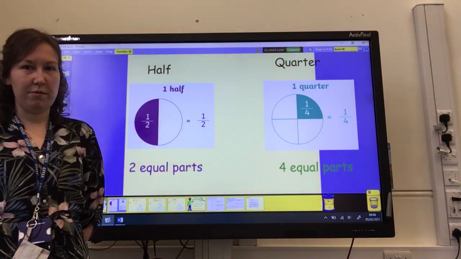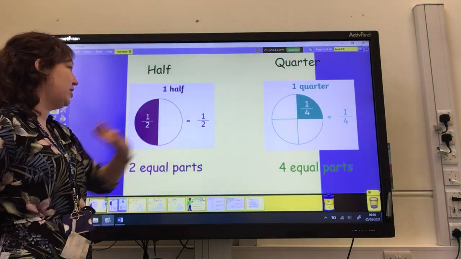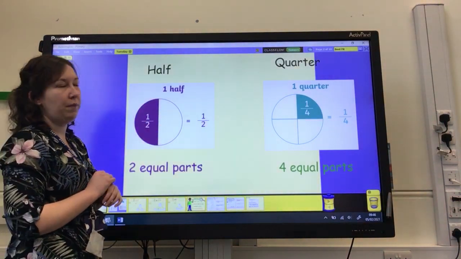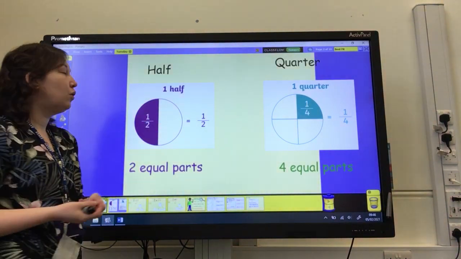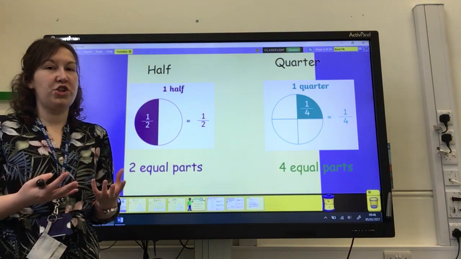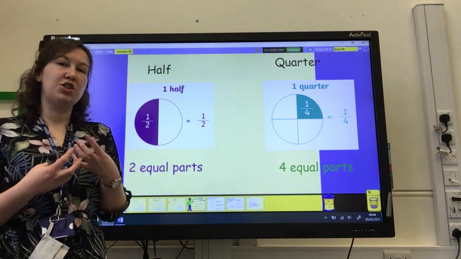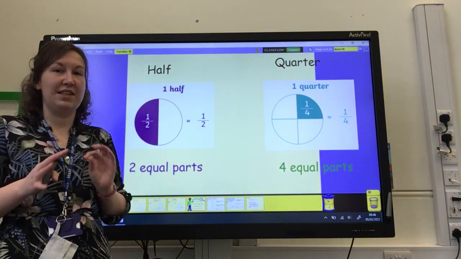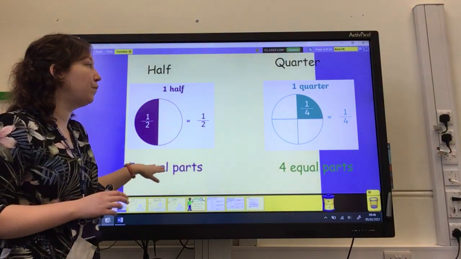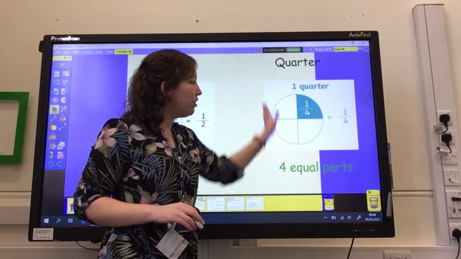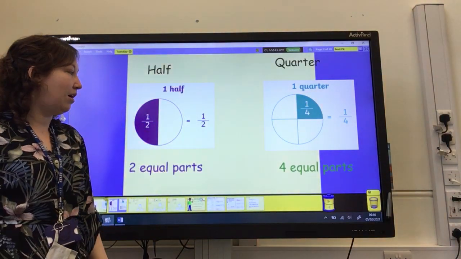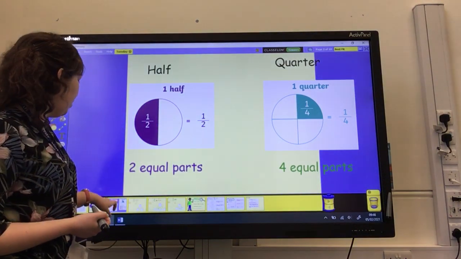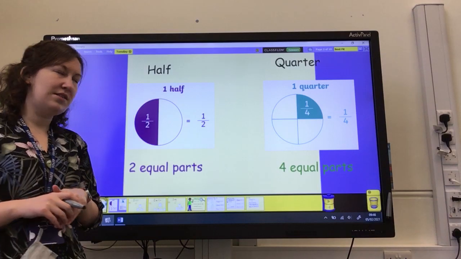So, just a quick reminder about halves and quarters to begin with. Remember, a half is two equal parts. It's where you split a shape or split a number or a number of objects into two equal parts, two equal groups, and it must have the same amount on both sides. That is the important part, is the equal. Quarter is where you are splitting something into four equal parts. So again, they must all be the same. And we are going to touch a little bit on thirds as well today.